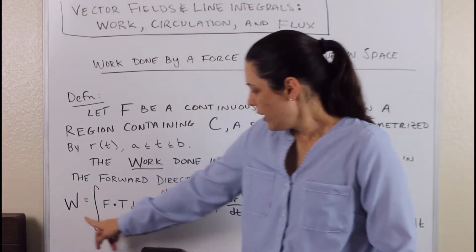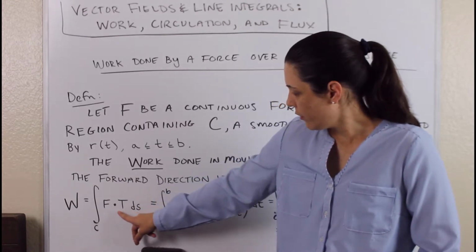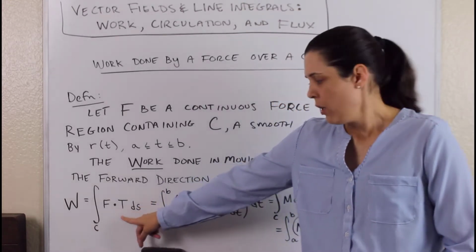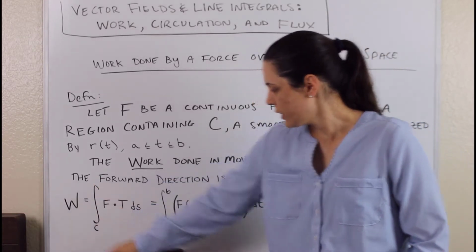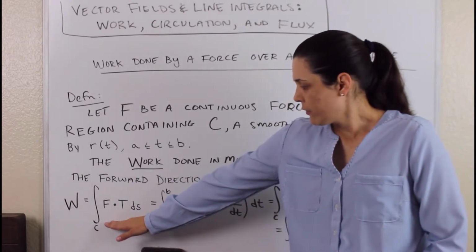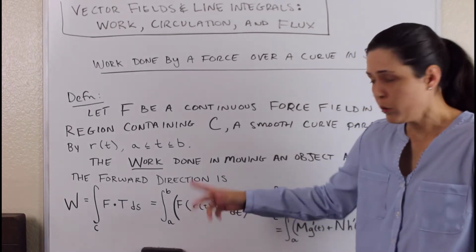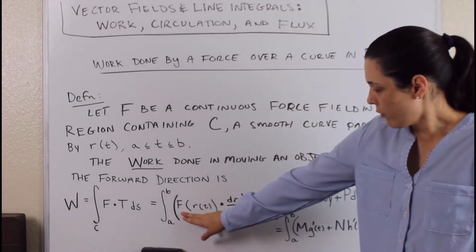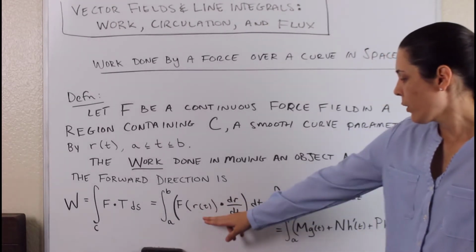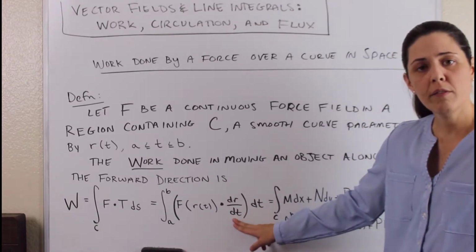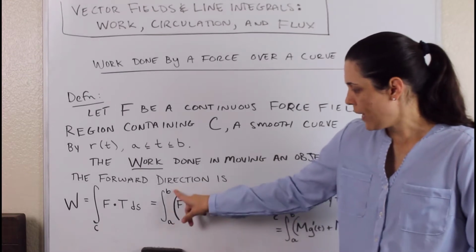So W for work equals our line integral of our force field dotted with T, the unit tangent vector, with respect to s, where s would be our arc length. This is the integral over our curve C. So a lot of times that's not the easiest version to use. Rather, we use this one, and we'll do an example. We're going to evaluate our force field at our parameterized curve, r of t. We're going to dot that with the derivative of that curve, so the derivative of r with respect to t, and then we evaluate that integral from a to b.